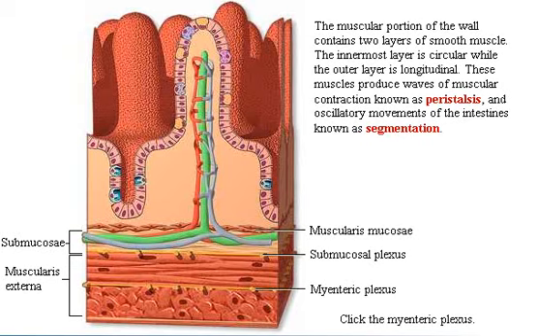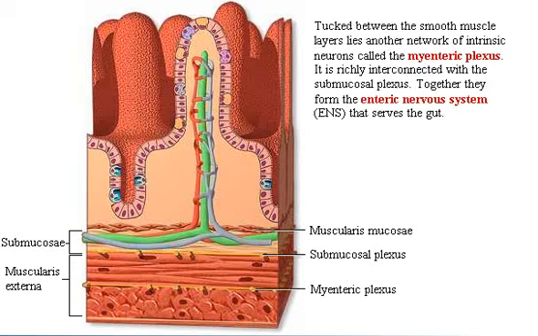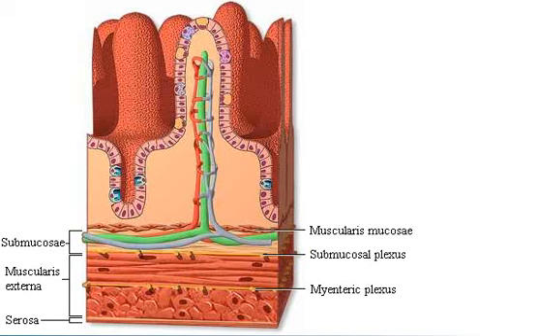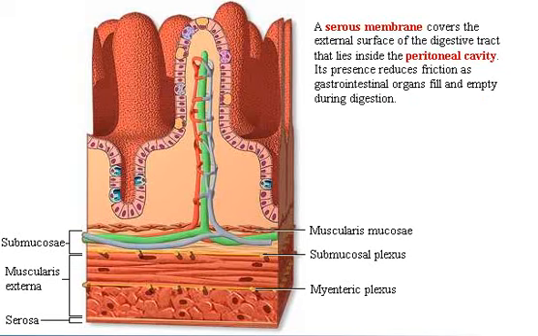Click the myenteric plexus. Tucked between the smooth muscle layers lies another network of intrinsic neurons called the myenteric plexus. It is richly interconnected with the submucosal plexus. Together they form the enteric nervous system that serves the gut. Click the serosa. A serous membrane covers the external surface of the digestive tract that lies inside the peritoneal cavity. Its presence reduces friction as gastrointestinal organs fill and empty during digestion.